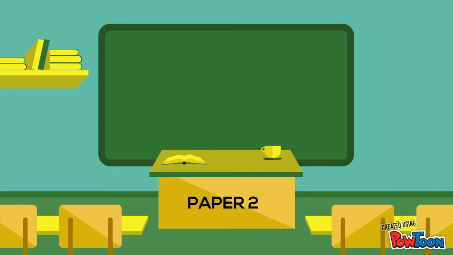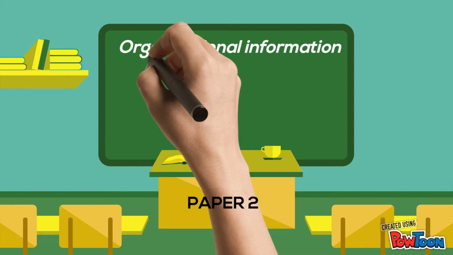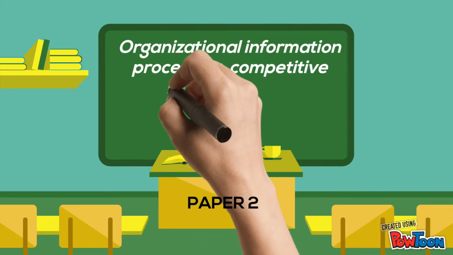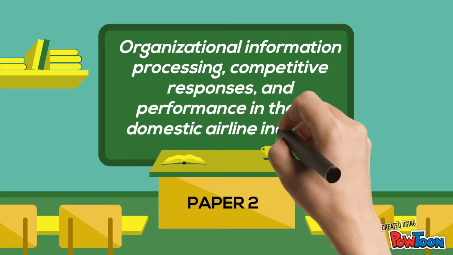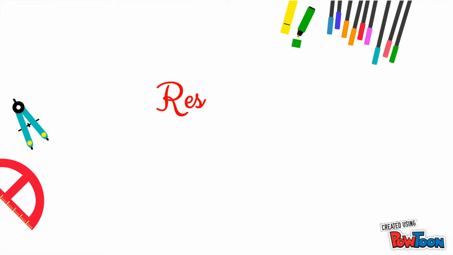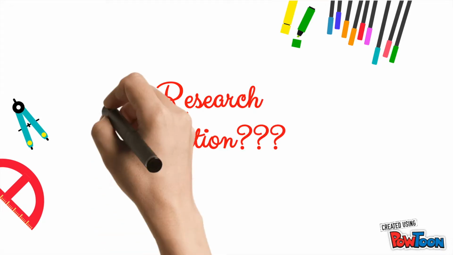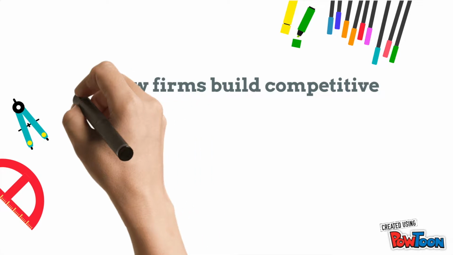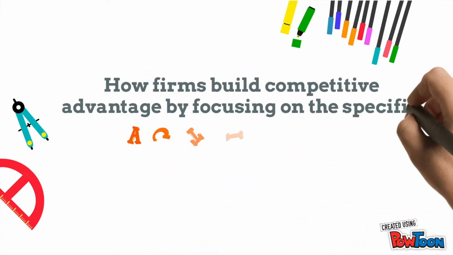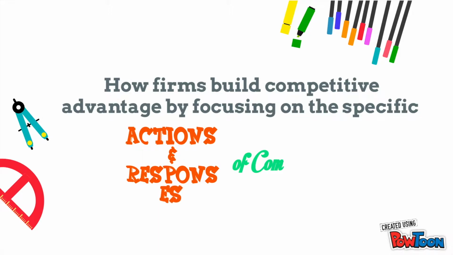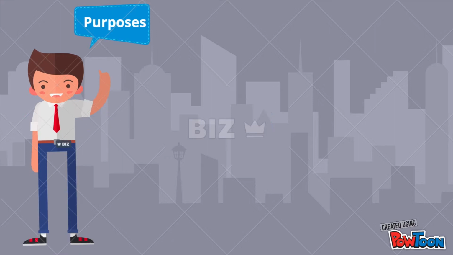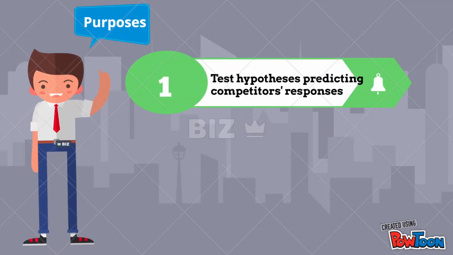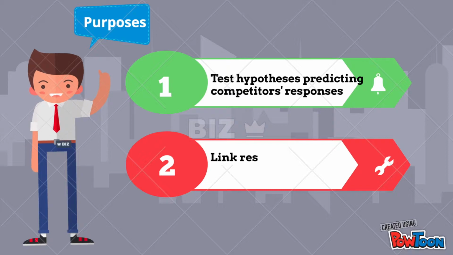Now, move to the second paper, Organizational Information Processing, Competitive Responses, and Performance in the U.S. Domestic Airline Industry. The central question in this study is how firms build competitive advantage by focusing on the specific actions and responses of competitors. The purpose of the study is to test hypotheses which predict competitors' responses and to link variations in response to performance.